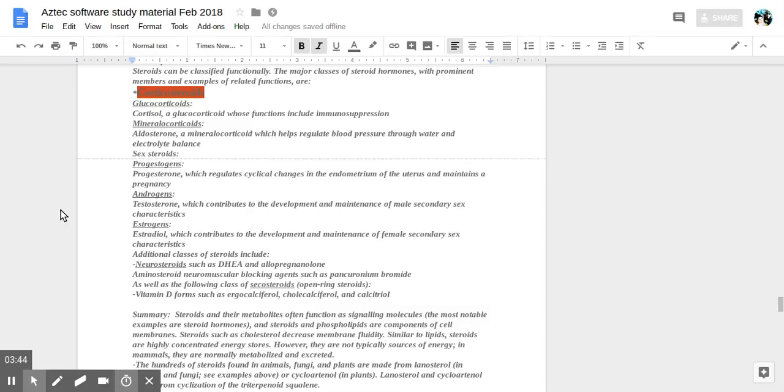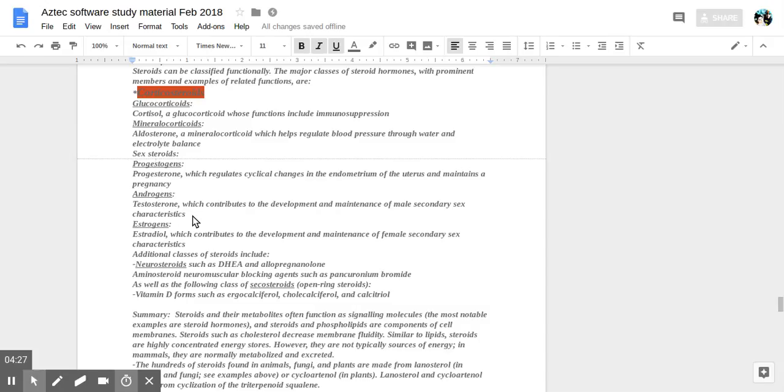The sex steroids are progestogens, including progesterone, which regulates the cyclical changes in the endometrium of the uterus and maintains pregnancy. Androgens are like testosterone, which contribute to development and maintenance of the male secondary sex characteristics. Estrogens include estradiol, which contributes to the development and maintenance of female secondary sex characteristics.